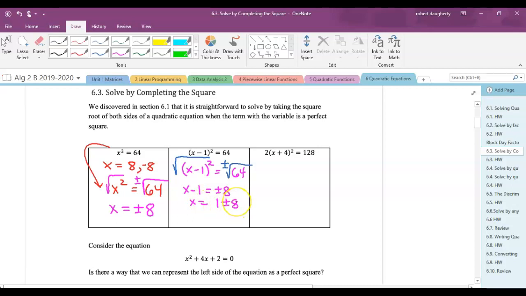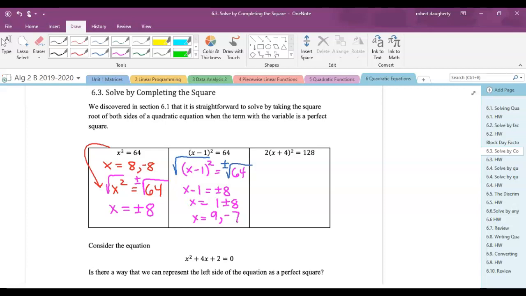You do not leave your answer like that because this is middle school math. What's 1 plus 8? 9. 1 minus 8? Negative 7. So your answers are 9 and negative 7. Okay? Now, if I look at the next one, what is being squared?